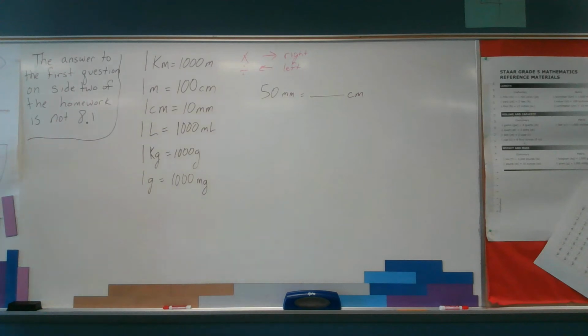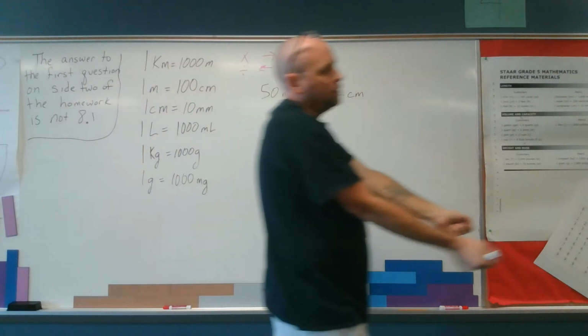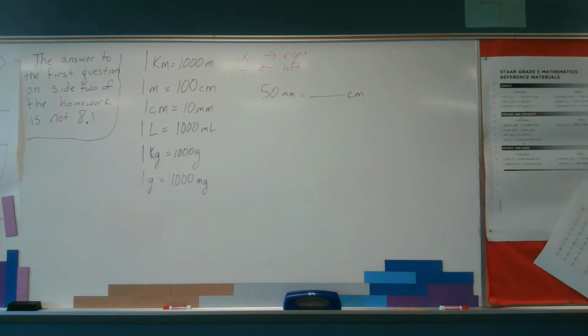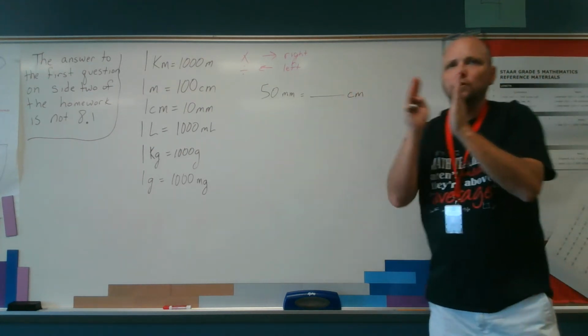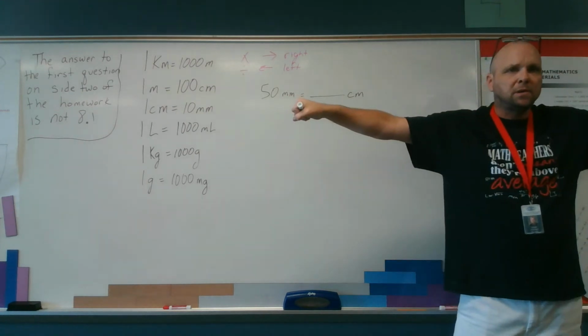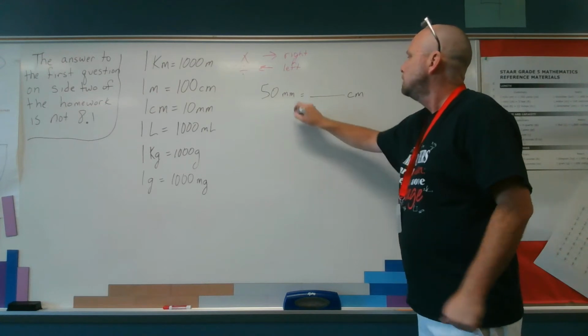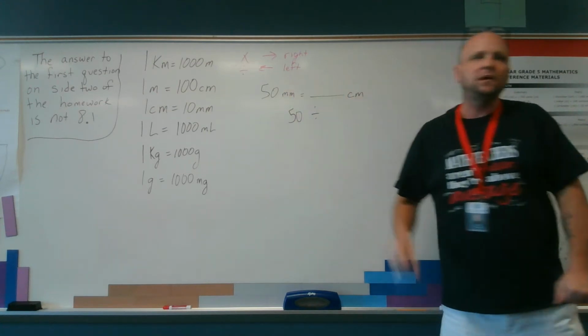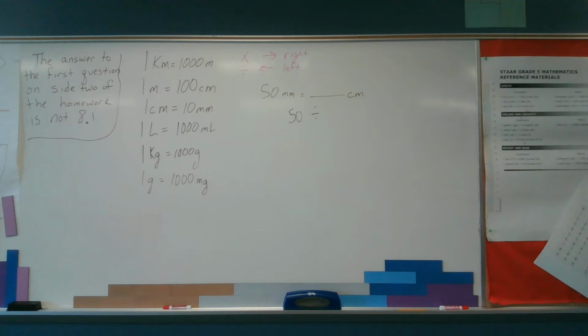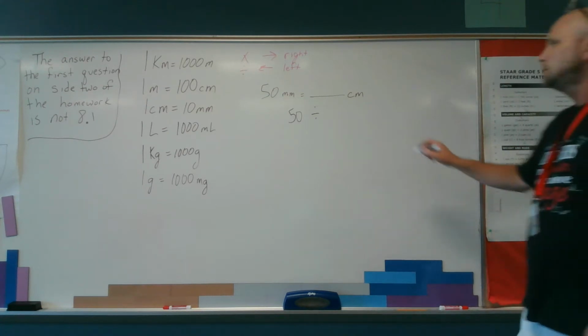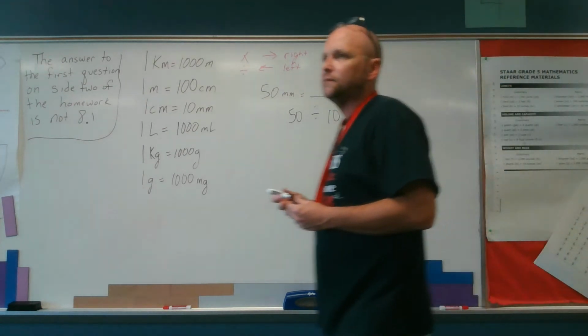So, looking at this and using your brain, because I know that you've done millimeters and centimeters in science, which is bigger, a millimeter or a centimeter? Centimeter. Centimeter is bigger. So we're going from the smaller to the bigger, which means we're going to divide. And how many millimeters are in 1 centimeter? 10. So we're going to do 50 divided by 10.